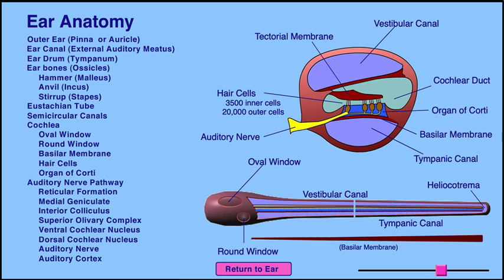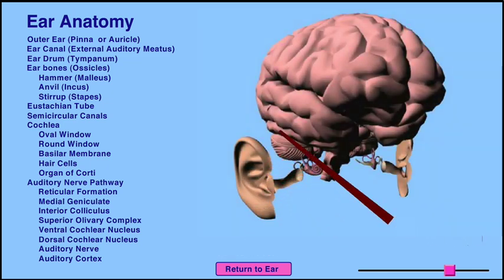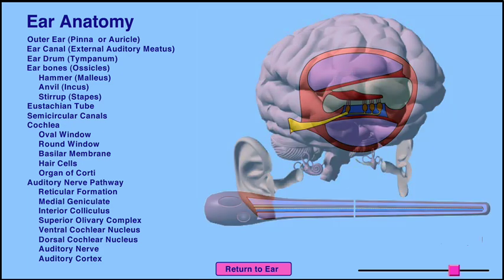Near the oval and round windows, the basilar membrane is narrow and responds best to higher frequencies. At the helicotrema, the basilar membrane is wider and responds best to lower frequencies. This tonotopic organization is retained in the auditory cortex of the brain, where lower tones are perceived nearer the surface and higher tones are perceived farther in.